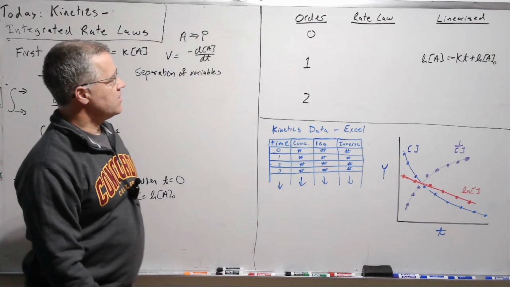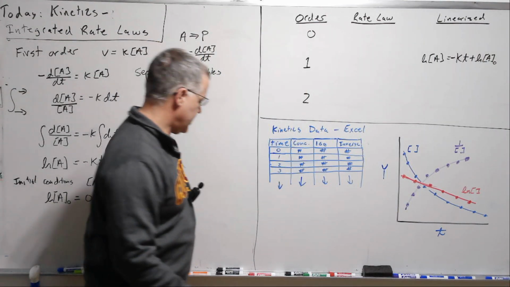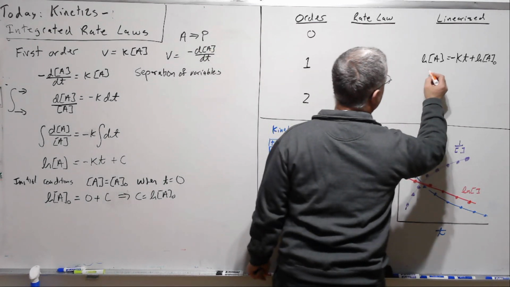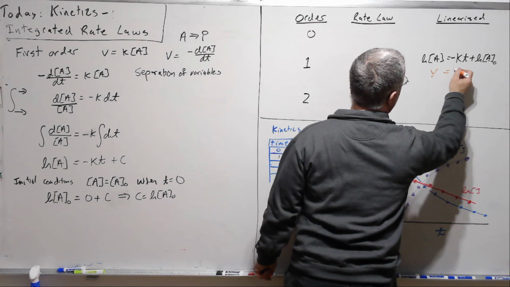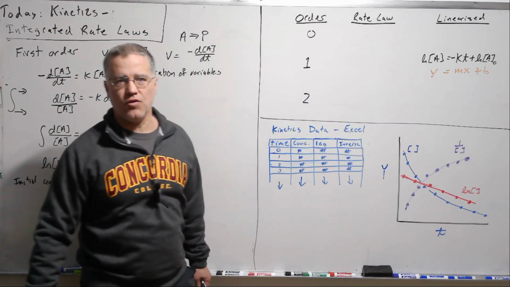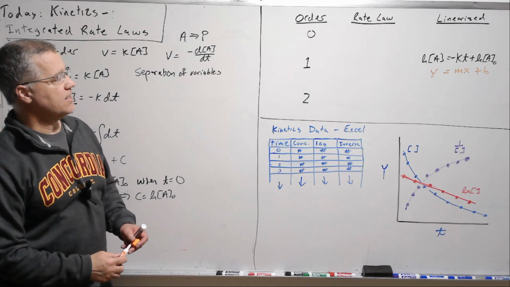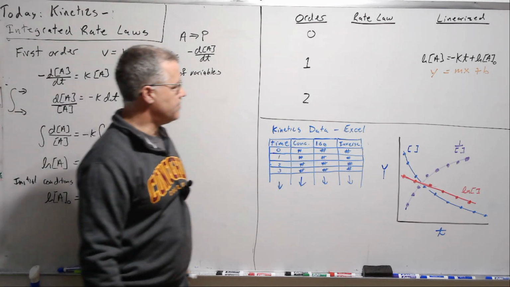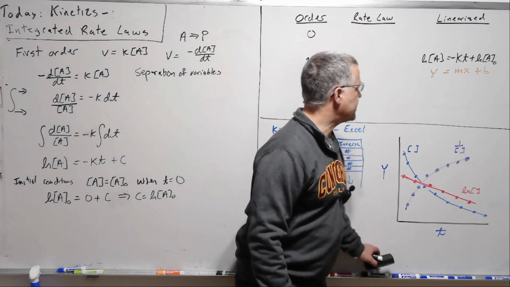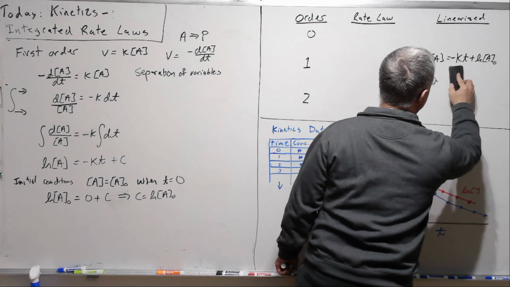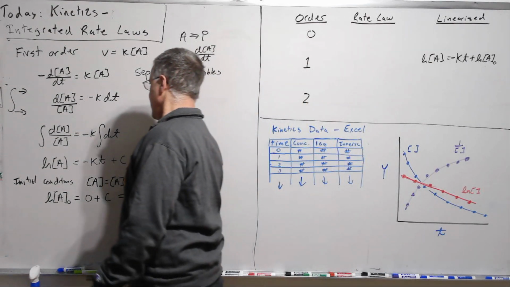And why is that under the linearized? Well, let's look at this. This is of the form y equals mx plus b. So it's the form of a straight line. And that will be important as we compare to the data that are collected. All right, so this is the linearized version of the integrated rate law.